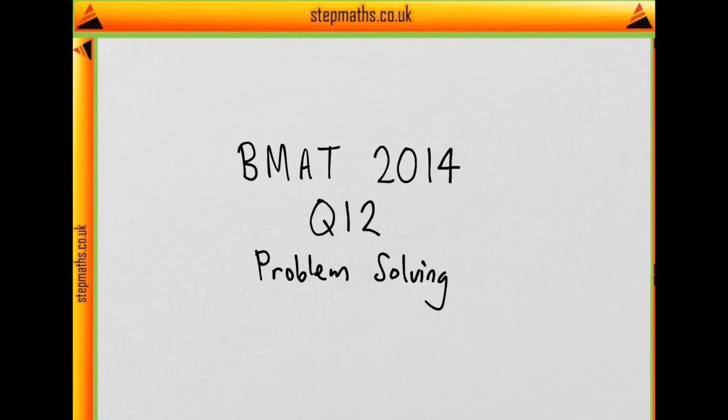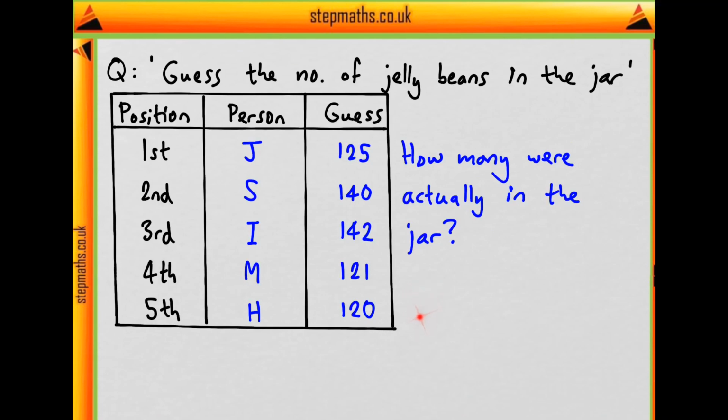This is question 12 on problem solving from the 2014 BMAT. So we're given the results of a game of guess the number of jelly beans in the jar. And so this is the top 5 people and their guesses. And so it's whoever guesses closest to the actual number who gets the prize. And so how many jelly beans were actually in the jar based on this data?